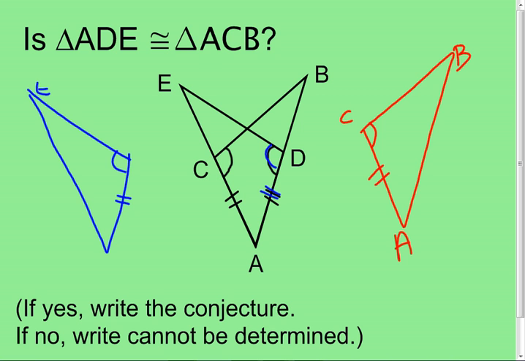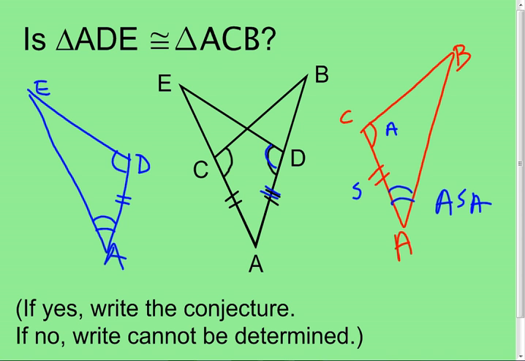Now I'm going to label these so we can see if there's something that's shared. What is shared? It's not a side. Angle. What angle? It's A. A is the same on both. It's still congruent to itself. Okay, so it's angle, side, angle.